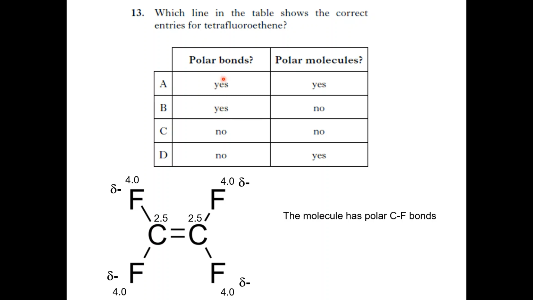We definitely have polar covalent bonds present in the molecule. Is it a polar molecule? Well, we need to see whether it's symmetrical or not. And you can see if I draw a line down here, we have an axis of symmetry going from top to bottom. So this is a symmetrical molecule, so we say it's non-polar overall. So the correct answer then is B. We have polar bonds, but the molecule is non-polar. So the correct answer for this will be B.